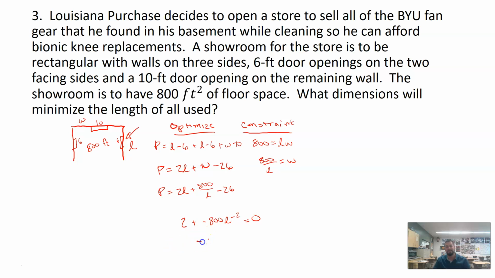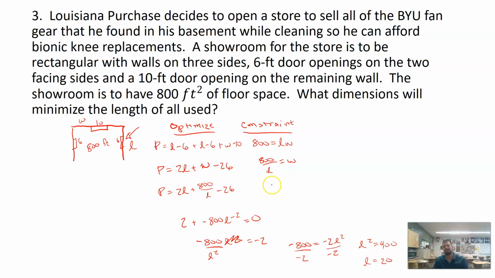This should look very familiar from what we've done thus far. So I get this right here. Then I move the negative 2 down to the bottom. Multiply it over, so I get negative 800 is equal to negative 2L squared. I divide both sides by negative 2, so I get L squared is equal to 400, which means L is equal to 20.